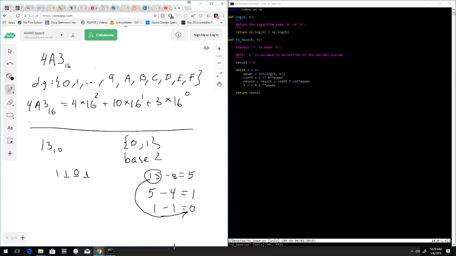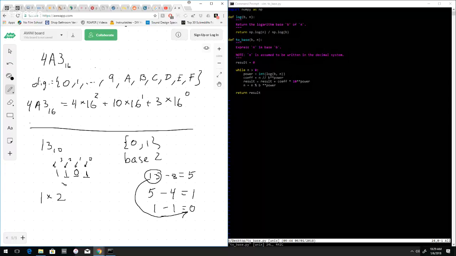Now, how do you check that you did this correctly? Well, we do what we did up here. We take this number in the binary system and we go into the decimal system. How did we do that? We said take each digit, multiply by the base to a power, and add them up. So let's take this digit. 1 times 2 to what power? Well, that's 0. That's the first power. That's the second power. That's the third power.